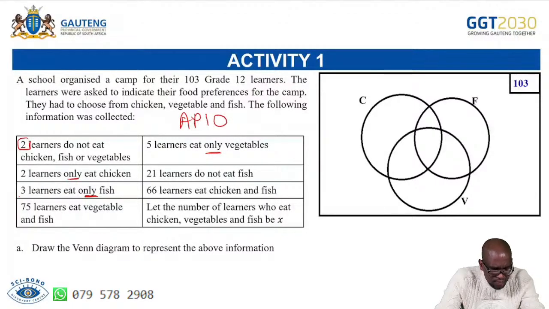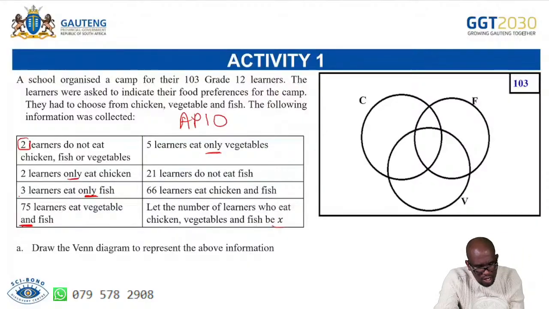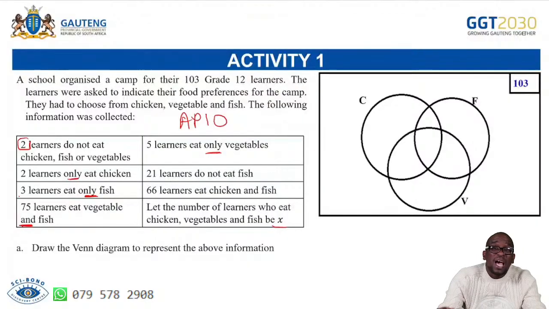75 learners eat vegetable and fish, so this is the intersection, or the pair. That's where you also need to remove the intersection of all 3. Let the number of learners who eat chicken, vegetable, and fish be denoted by X. Sometimes they don't tell you to denote them by X, but they just say they are unknown, so you can use any letter to represent the unknown that you can solve for.